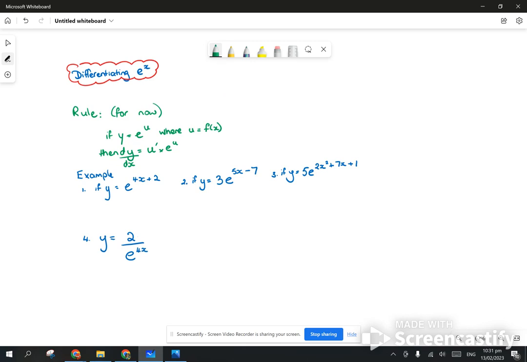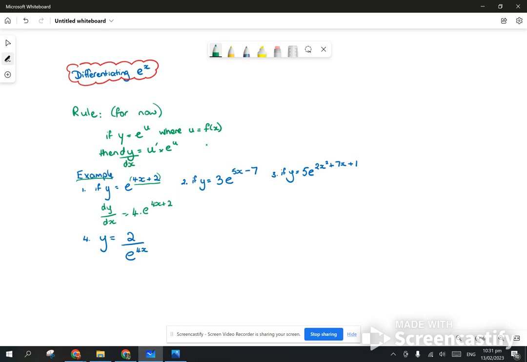Okay, so we've got this example here, and the first one says y equals 4e to the 4x plus 2. So this here is our u, or you can treat it like a bracket. When we derive it, we follow this rule up here. We derive the u first, so if we derive the bracket, we get 4, and then we multiply by the original function, which is e to the 4x plus 2.